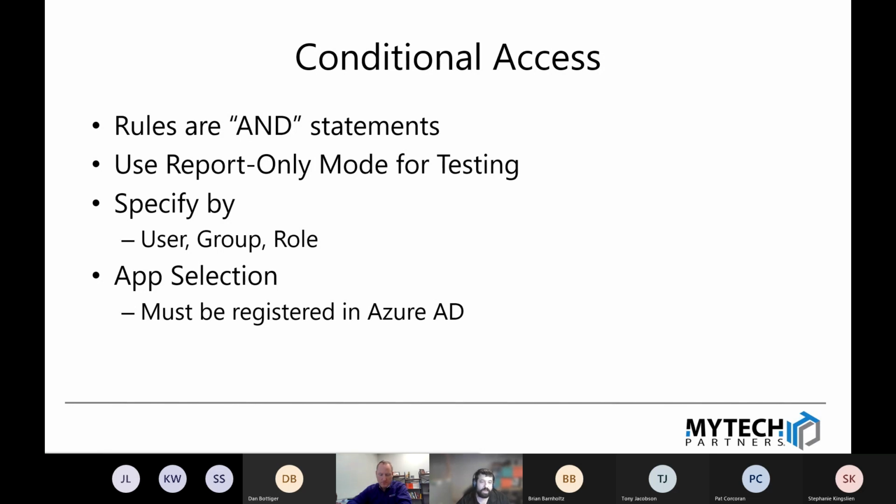So all of the rules applied, it will process through all the rules as you log in. There is a report only mode, which is fantastic for testing. So if you're trying to figure out how the conditional access rule is going to work within your organization, turn it on to report only mode. That report only mode will then give you logging on how that's being applied.